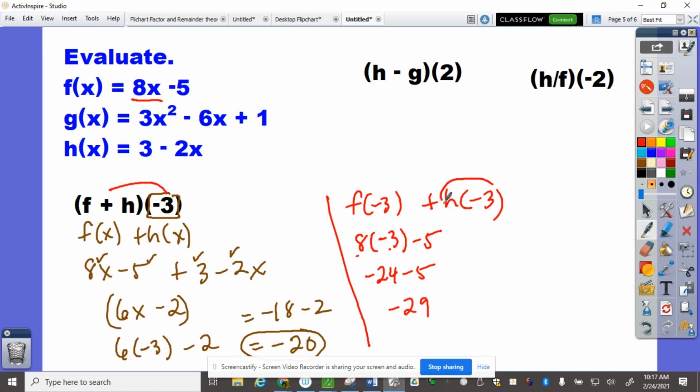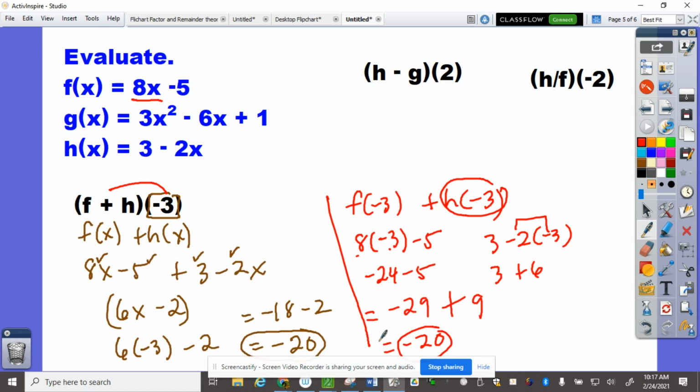Now let's put it now to the h. h here is 3 minus 2 times negative 3. Negative 2 times negative 3 will give us positive 6. 3 plus 6 is 9. Negative 29 plus 9 is equal to negative 20. So the answer will be the same.